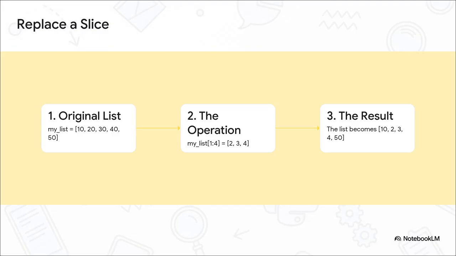Now, this is where it gets really cool. We can target an entire slice. In this case, everything from index 1 up to index 4. And we can replace that entire chunk with a whole new set of values. The old items are just gone, completely overridden. It's a super efficient way to update your data.